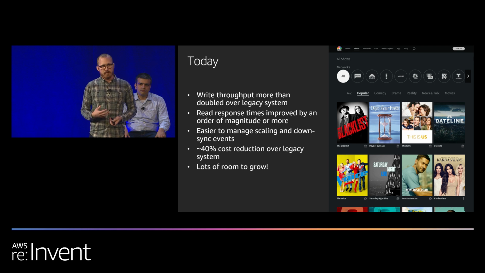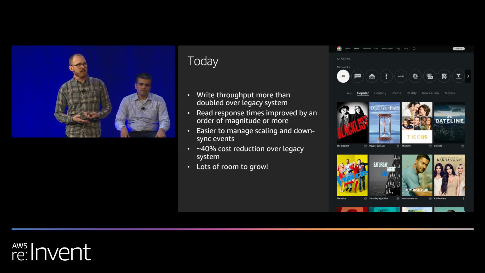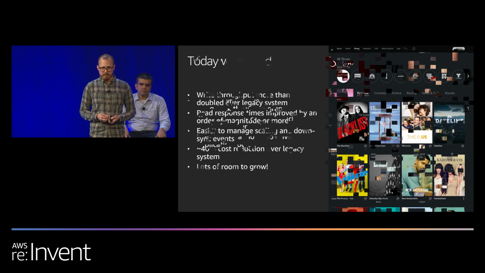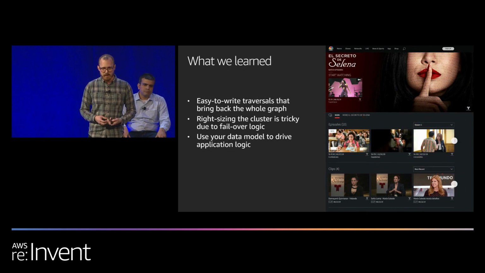Additionally, it's much cheaper to run the Neptune cluster than it was our legacy system. And this is primarily because Neptune is much more performant than our legacy system was, so we need fewer servers. And really, we are just starting to scratch the surface of what we can do with Neptune. So here are some things that we learned.